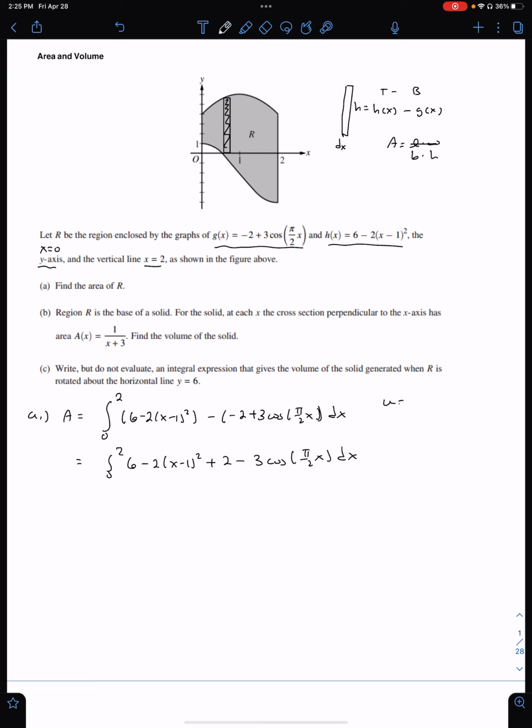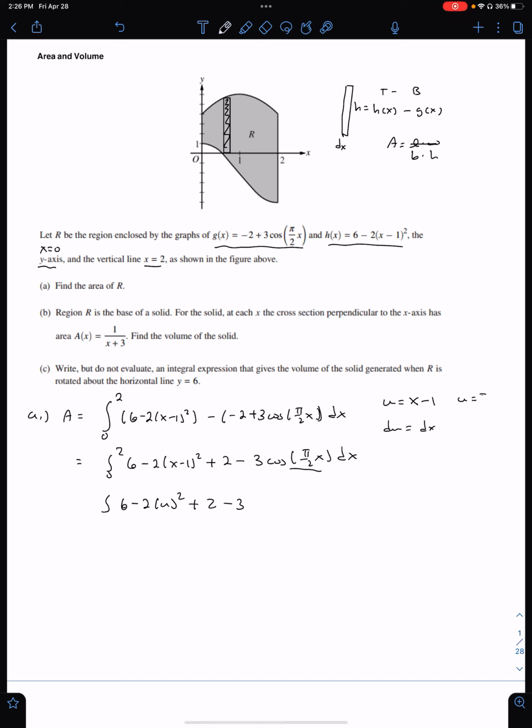So the first u is going to be for this (x minus 1) squared. So I'm just going to let my u be my inside, x minus 1. The du would just be dx. And I could plug that back in. That's just going to become 6 minus 2 u squared plus 2 minus 3. But now I have this cosine one. And I'm going to do that one.